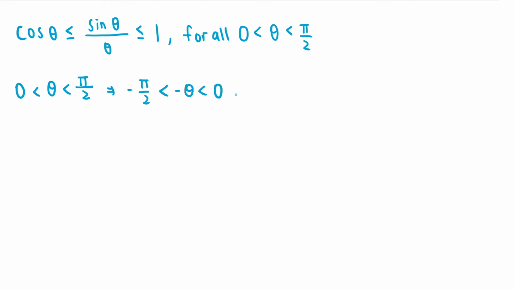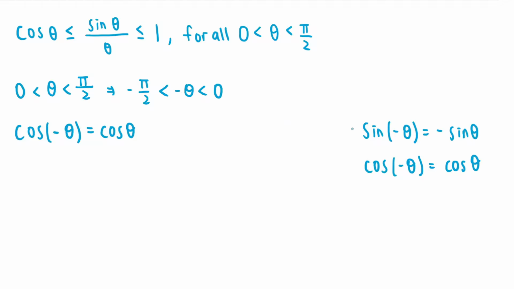The idea here is to show that the inequality still holds even for the negative theta values. We can use the negative angle identities, sine of negative theta equals negative sine of theta, and cosine of negative theta equals cosine of theta to simplify the expressions once we plug in negative theta. If we plug in negative theta into the first expression in the inequality, we end up with cosine of negative theta, which equals cosine of theta using the negative angle identity for cosine. So when we plug in negative theta for theta in cosine of theta, we still end up with the same expression.